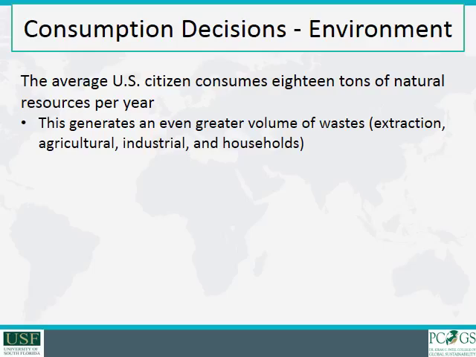When we consider how our consumption decisions affect the environment, we see that the average U.S. citizen is very resource intensive, consuming over 18 tons of natural resources per year. This consumption also generates an even greater volume of waste from the extraction of all of the natural resources, from agriculture, from industrial production, and from businesses and household uses.